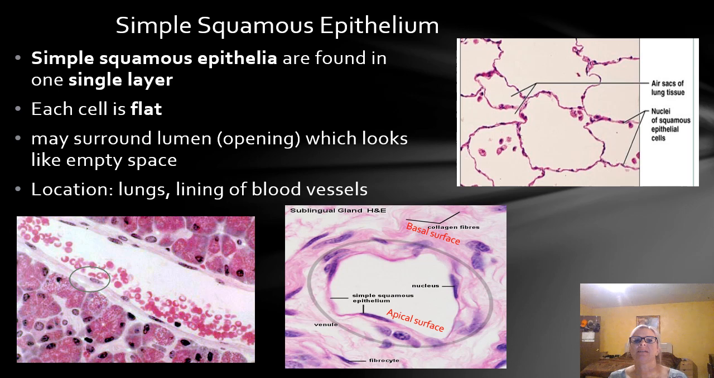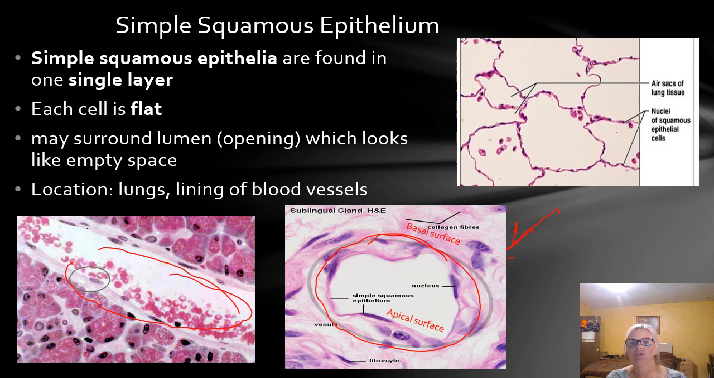These are very, very flat. The dark spots here are going to be the nuclei. Sometimes they're going to surround the lumen, which is the opening here, okay? And so this picture here on the bottom right, this area here, the opening, is the lumen. And it looks like an empty space, or sometimes it'll be like this one over here on the right. Those are red blood cells you can actually see in the lumen, in the opening, all right? So you'll find these typically in places like the lungs and the lining of blood vessels, which is the example here on the left. That would be the lining of a blood vessel.